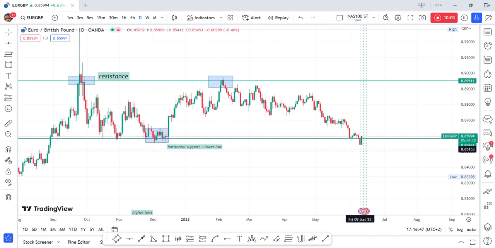As you can see, now you are going to look for buying opportunities because the market now is at a lower low.